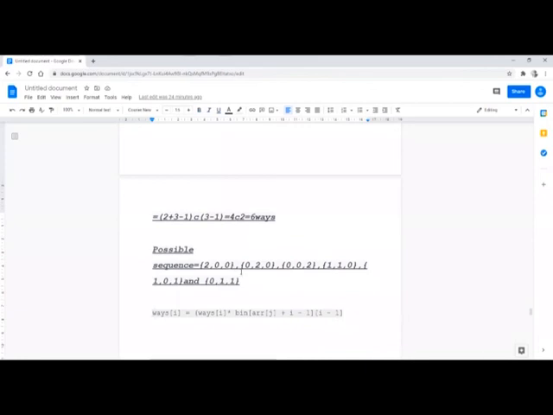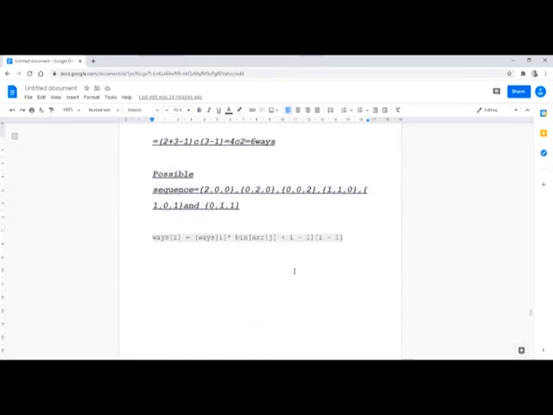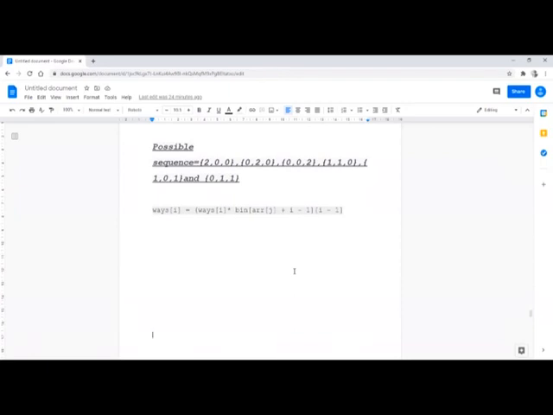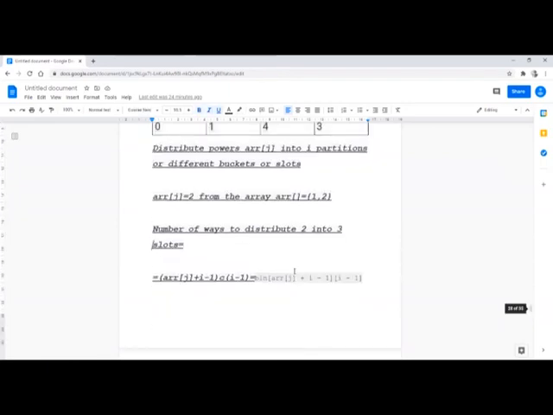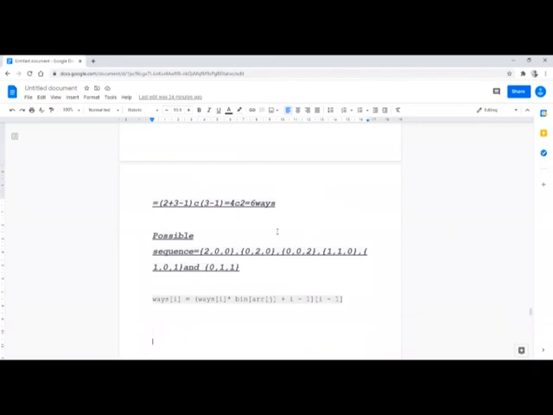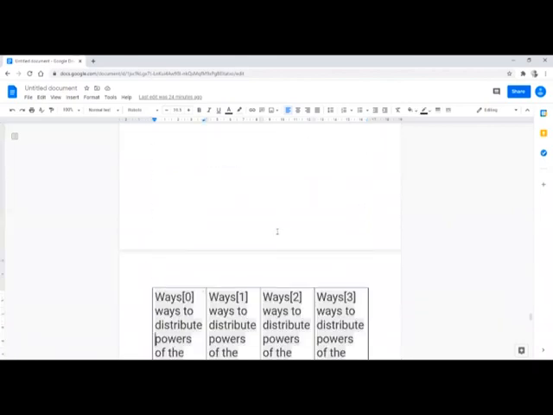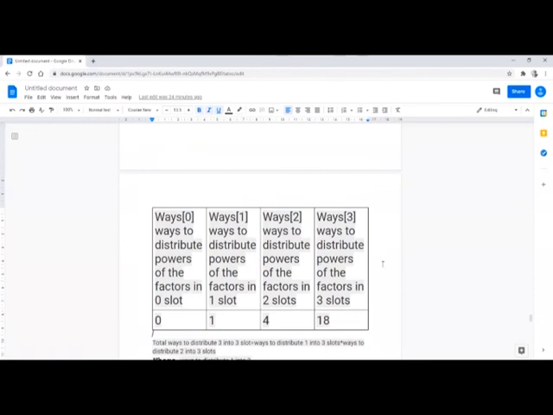Now the possible sequences, we have to distribute 2 items among 3 slots, right? So 2 comma 0 comma 0, 0 comma 2 comma 0, 0 comma 0 comma 2, 1 comma 1 comma 0, 1 comma 0 comma 1, 0 comma 1 comma 1. So we update ways of i by multiplying 6 with the ways of 3. So ways of 3 is updated from 3 to 18. It is 3 multiplied with 6 here.